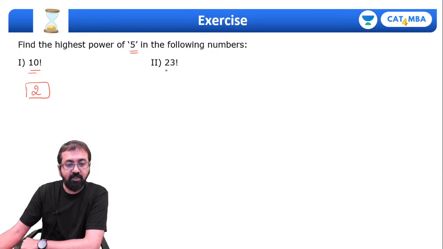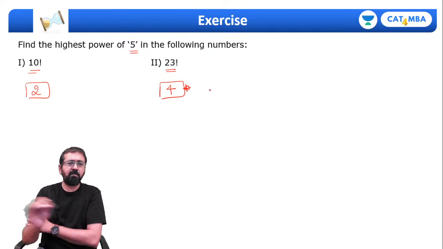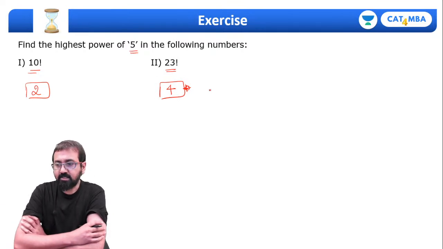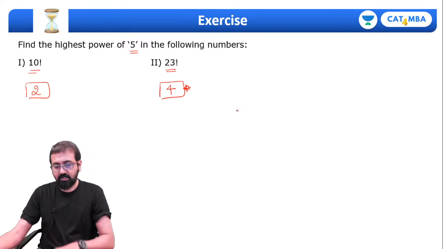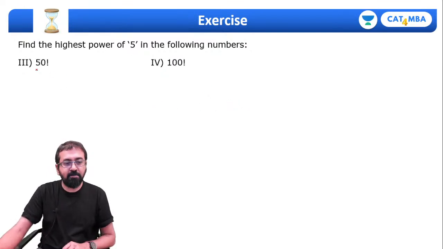Same way, what is the power of 5 in 23 factorial? So 23 divided by 5, quotient is 4. 23 divided by 5 square, 25, not divisible, quotient will be 0. So that's it. This is the power of 5 in 23 factorial. Very simple, right? Great. So now tell me what is the power of 5 in 50 factorial and 100 factorial.